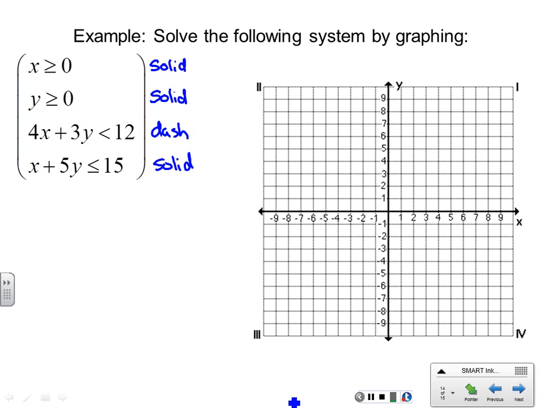Now, this is the tricky part. X greater than or equal to 0. What kind of line do you think that would be? Let me make it easier for you. If I asked you to graph something that said X is equal to 3, what would you tell me? They're all straight, so you can't say straight line. You see X, so it has to go through the X-axis. So what kind of line would that be?